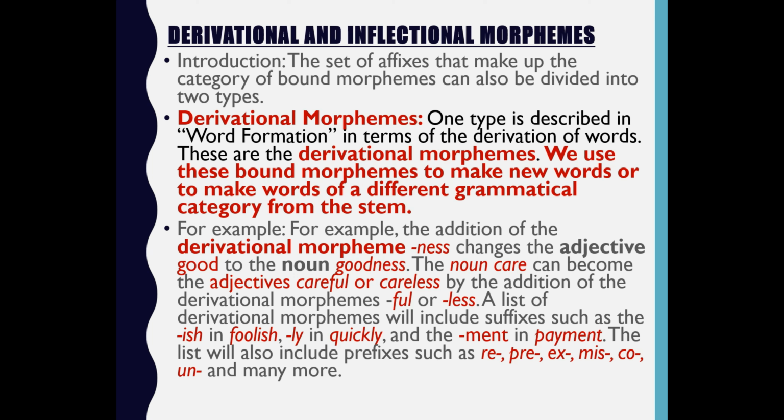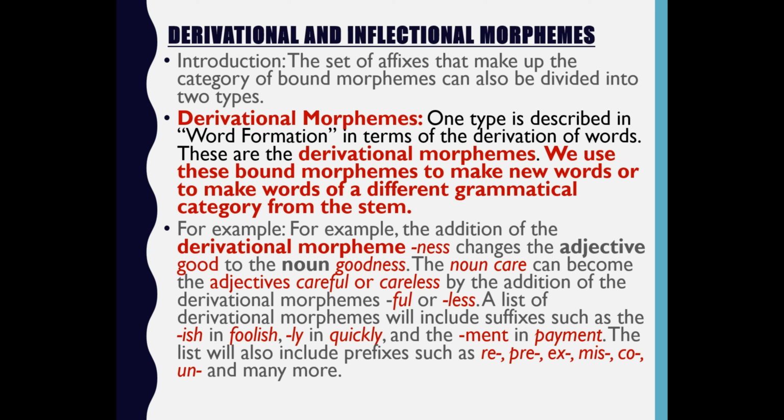هتوضح أكتر في examples. The addition of the derivational morpheme NESS changes the adjective good to the noun goodness. The noun care can become the adjectives careful or careless. أنا حطيت ال suffixes اللي في الآخر FUL or LESS in order to create careful in the first and careless in the second.